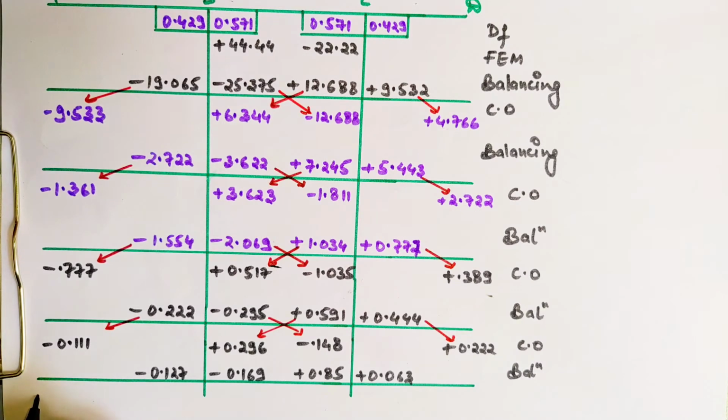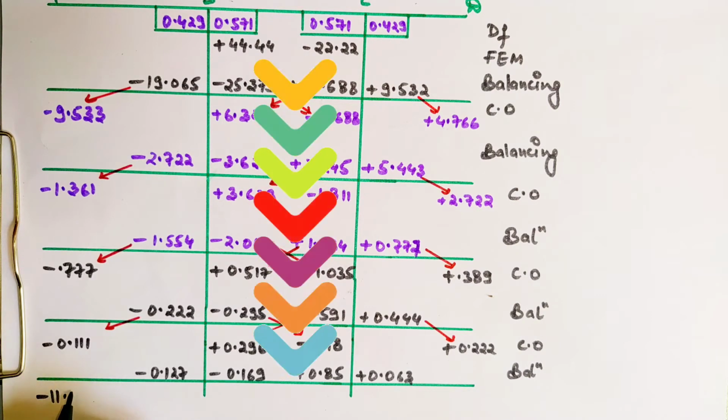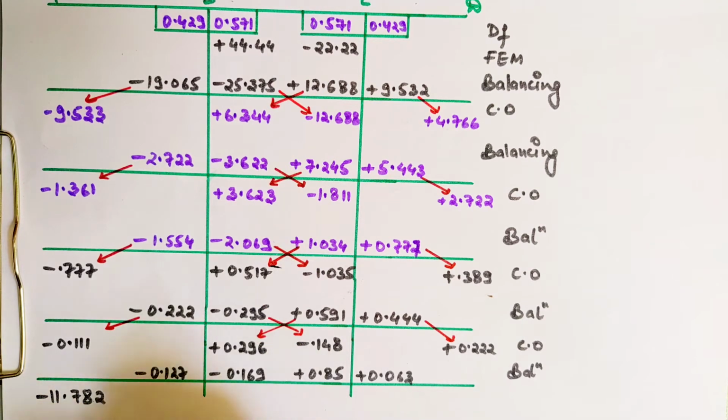So just sum up all the moments from top to bottom, including your fixed end moments, and whatever moments came up in the column, you have to just simply sum up all the moments which are coming onto one column, including your fixed end moments.